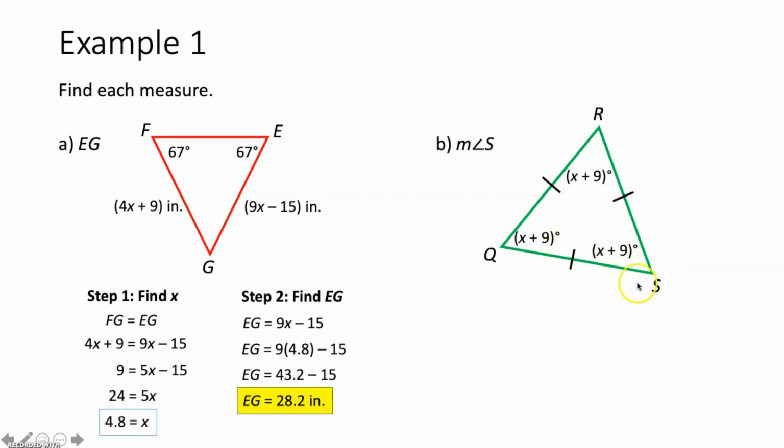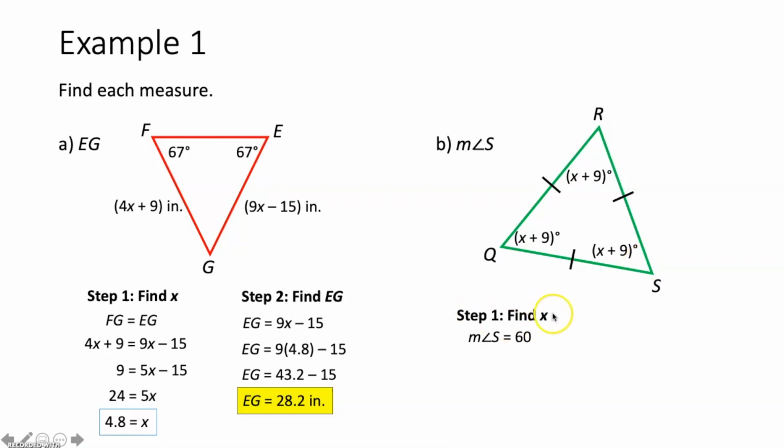Now, to find the measure of angle S, I clearly need to find x again. So let's find x first. How do we find x? Well, I know that all three of these angles must add up to 180 degrees. Or, by the equilateral triangle corollaries, I know that this is an equilateral triangle, meaning that the measure of each angle in here must be 60 degrees. So I can take the measure of angle S and set that equal to 60 degrees.